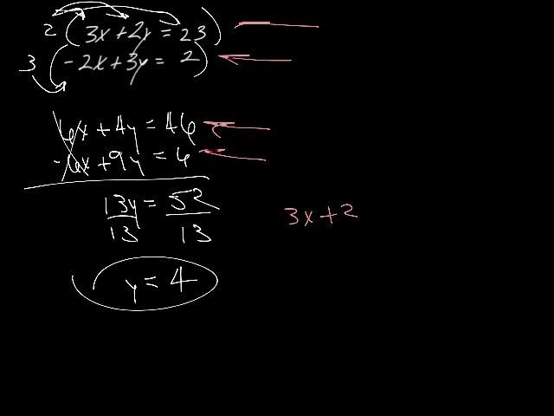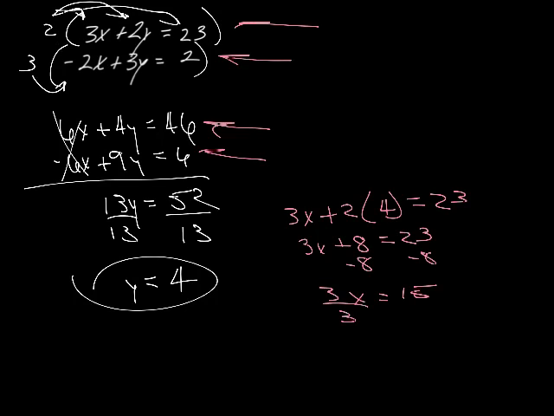3x plus 2 times 4 equals 23. 3x plus 8 equals 23. Subtract 8, subtract 8. 3x equals 15, so divide by 3, x equals 5. So when x equals 5, y equals 4.